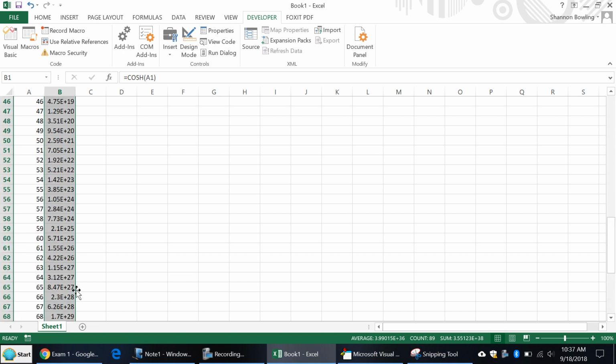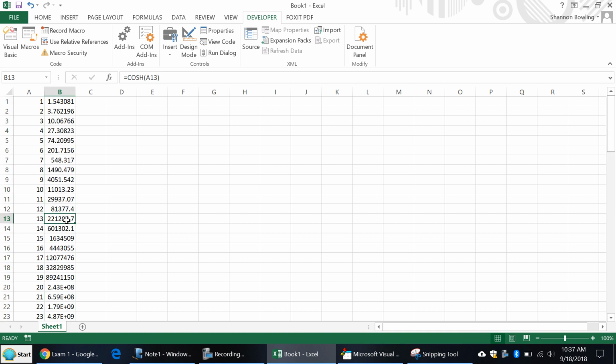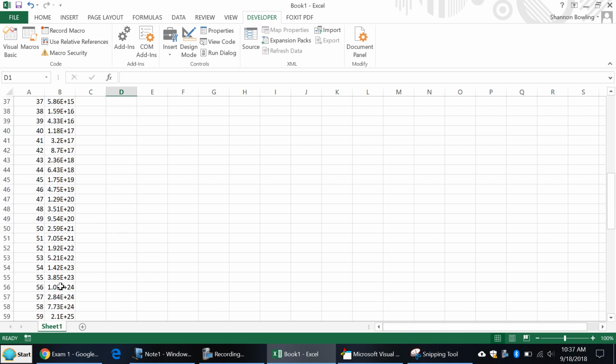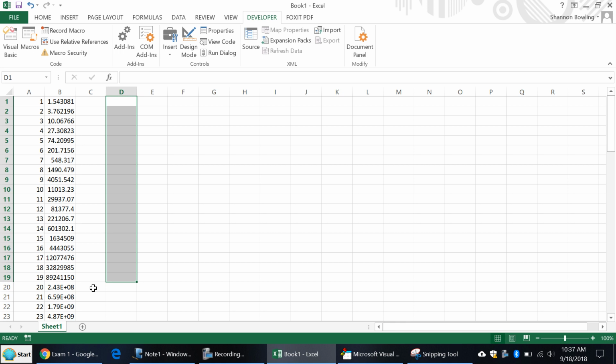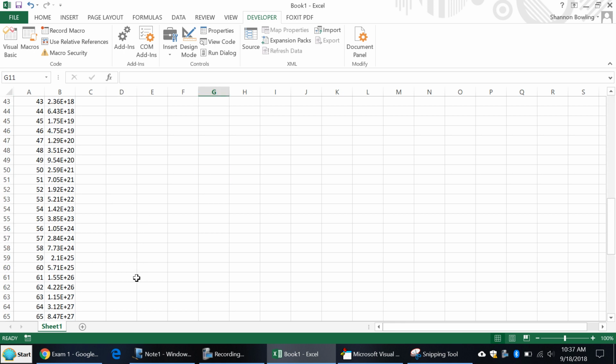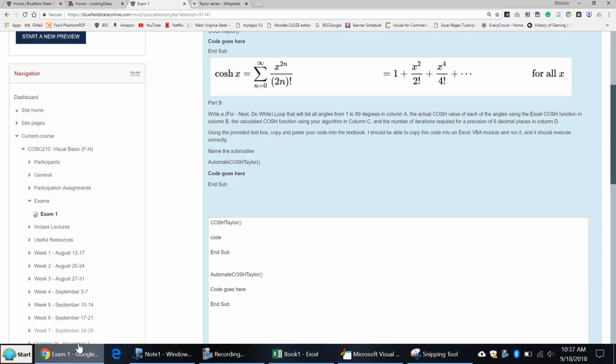These are actually some pretty big numbers. I didn't realize it was going to do that. Yeah, but it doesn't matter. If it bombs out, I don't care. I'll still give you credit. And then whatever your algorithm calculates these values to be will go here, and then the number of iterations required. So some of these numbers might actually get huge. I don't know. Try it and see what happens. I didn't actually try it for these hyperbolic functions. Okay? So that's all I want you to do for your exam.